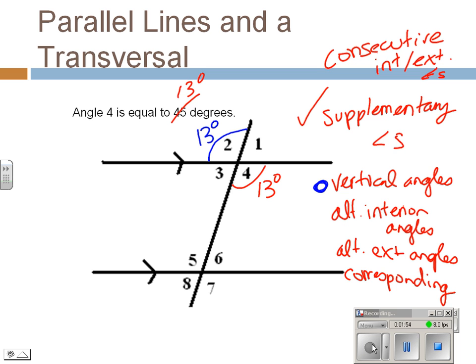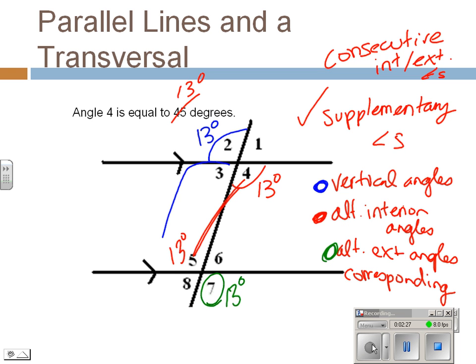Now from here, I'm going to use alternate exterior angles, and I'm going to say angle 7 and angle 2 are alternate exterior. So this is also equal to 13 degrees. Then from here, I'm going to use alternate interior angles. So 4 and 5 are alternate interior angles. They are congruent.